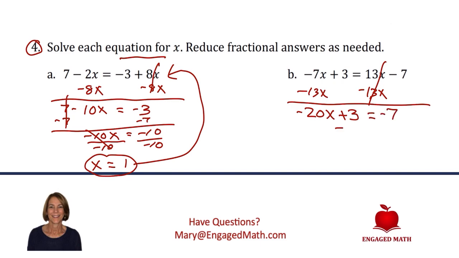Now I'm going to simply subtract 3 from both sides so that on the left, I'll only have the variable, the negative 20x. So negative 20x is equal to negative 10.